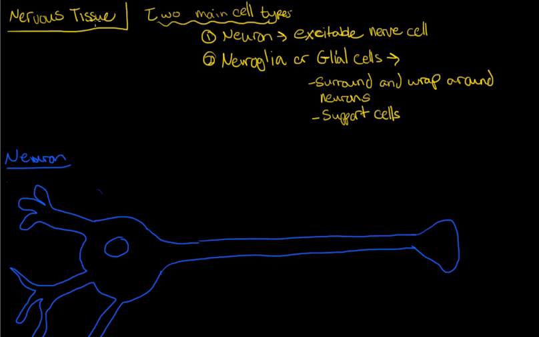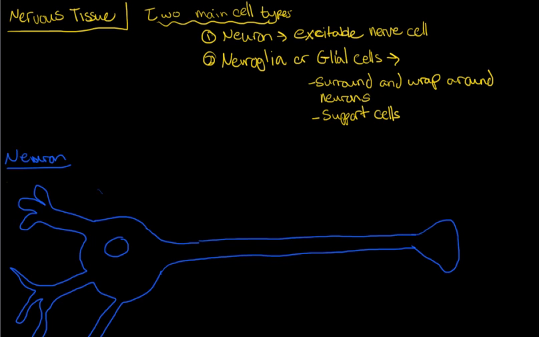Hey everyone, today's webcast is going to be about nervous tissue, so we'll get right to it. Two main cell types of nervous tissue are going to be the neuron, which is the excitable nerve cell, which people classically associate with the nervous system. And there's going to be a second main type called neuroglia, or sometimes just glial cells. You'll hear it referenced like that. And these cells surround or wrap around neurons, and they act as support cells.